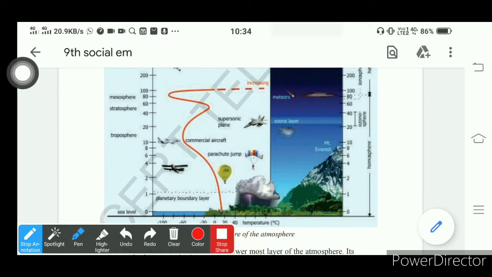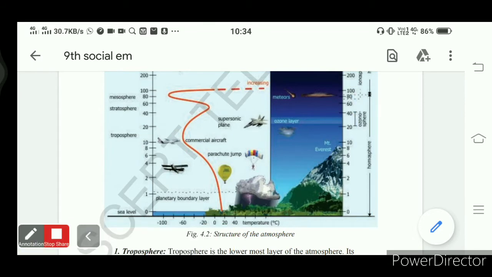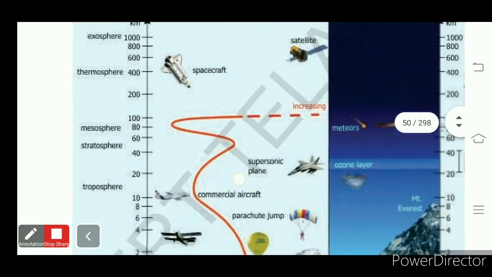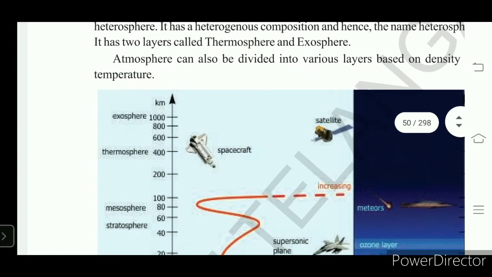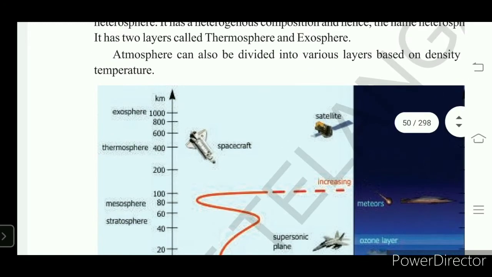Dear students, this is the troposphere, right? And another one is the stratosphere, the second one. Then the third is the mesosphere. Fourth is the thermosphere. And fifth is the exosphere. So, dear students, the lower layer of the atmosphere is the troposphere, and the upper layer of the atmosphere is the exosphere.